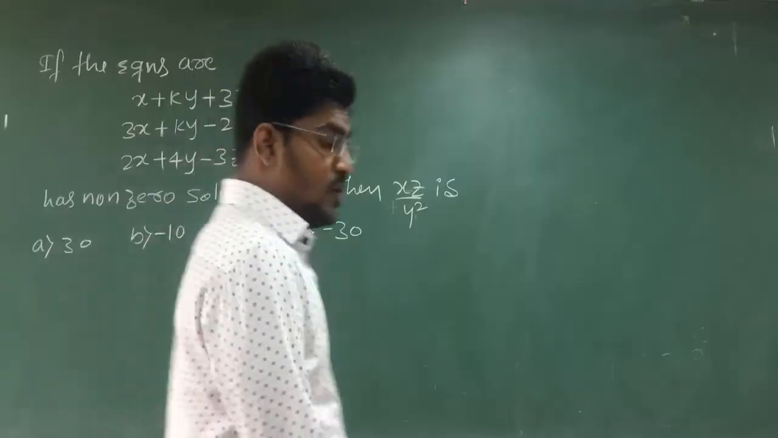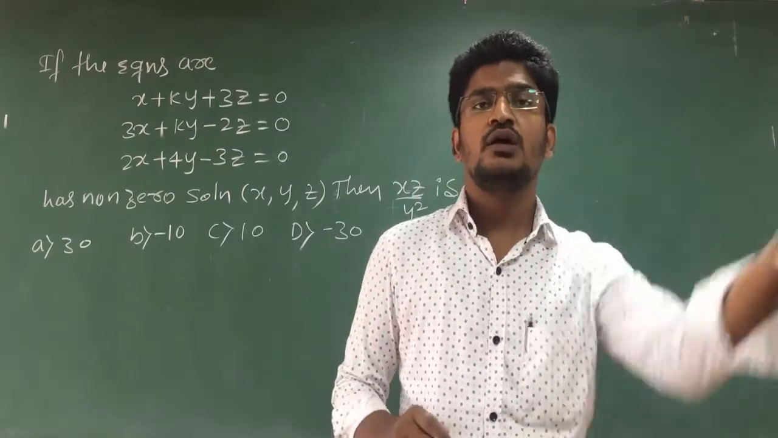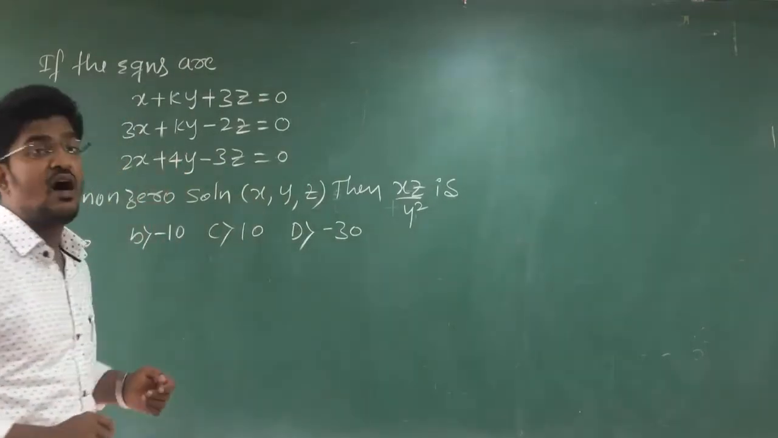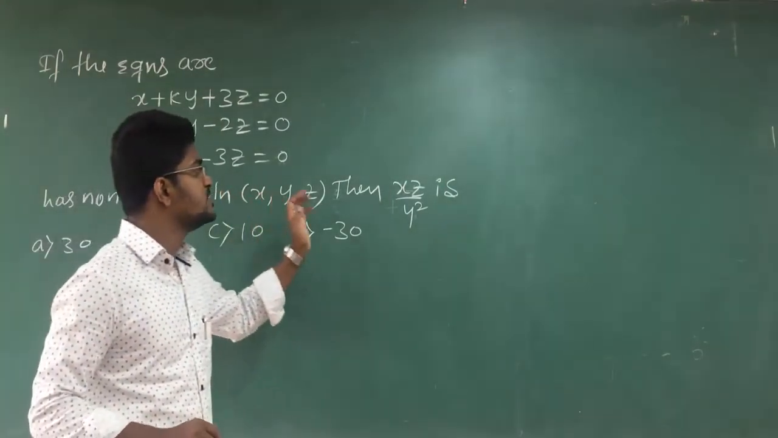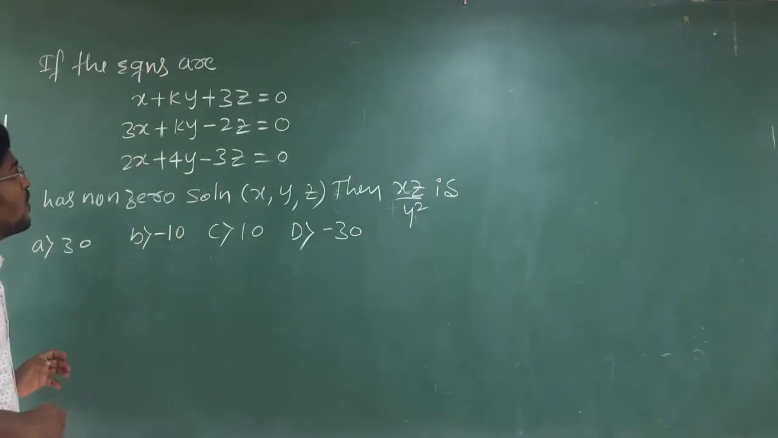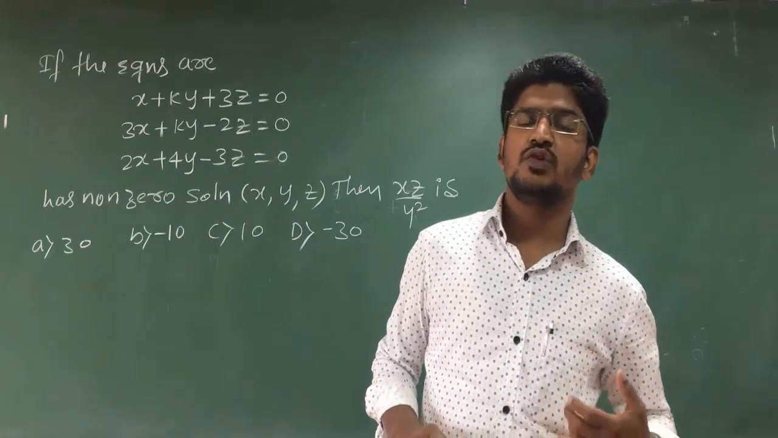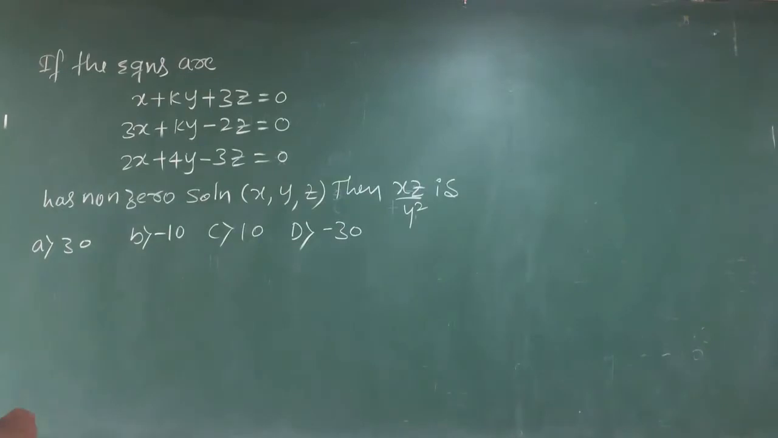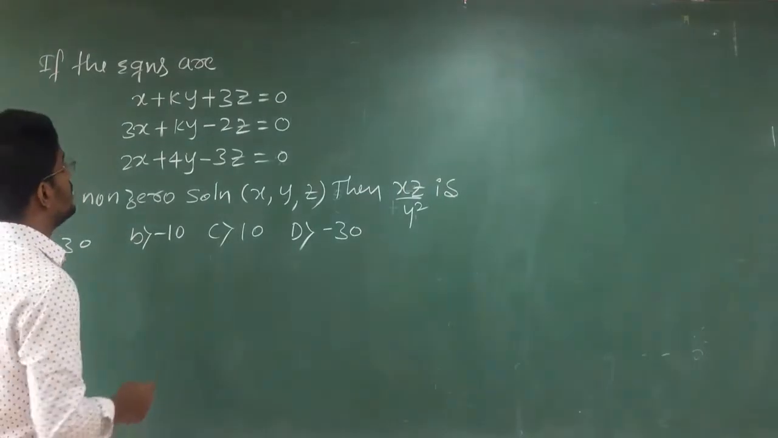Clear, students? Okay, students. So now let us move to the next question, that is from your determinants. Clear? So here what they are asking: if the given equations have a non-zero solution x, y, z, then xz by y square is what? As you all know, if the linear equations have non-zero or non-trivial solutions, the determinant must be equal to 0. Clear? So let us take the determinant equal to 0 and find the non-zero solutions.